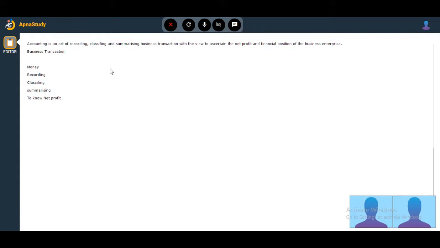Further, we understand the users of the financial position. Who are the users of the financial statements we are making through accounting? So we have internal users.